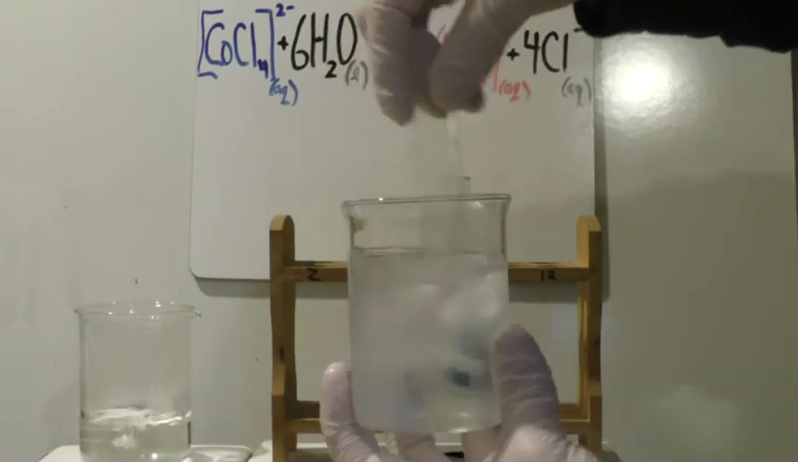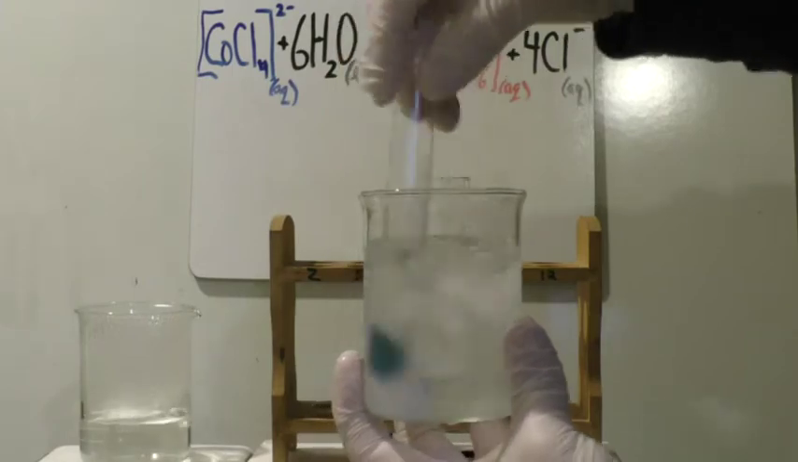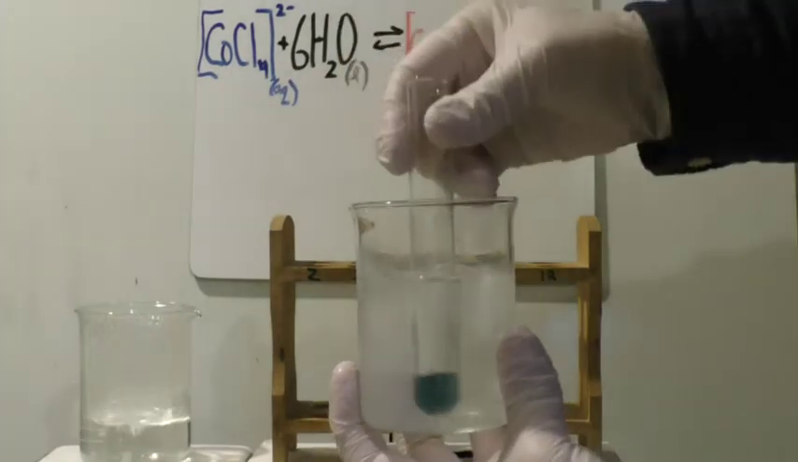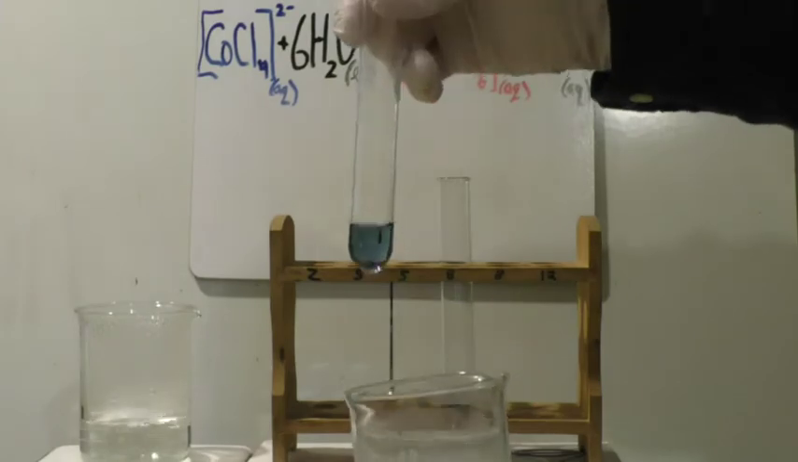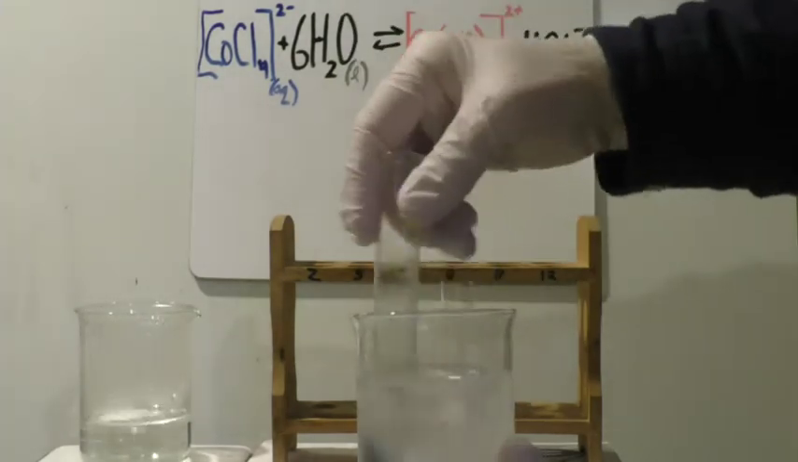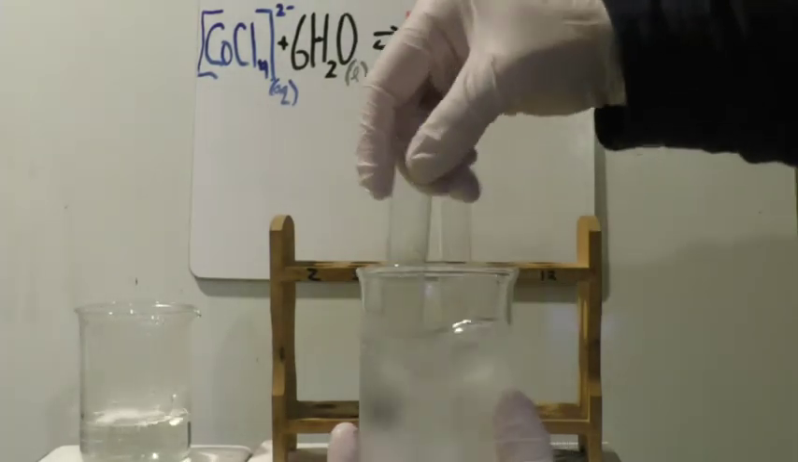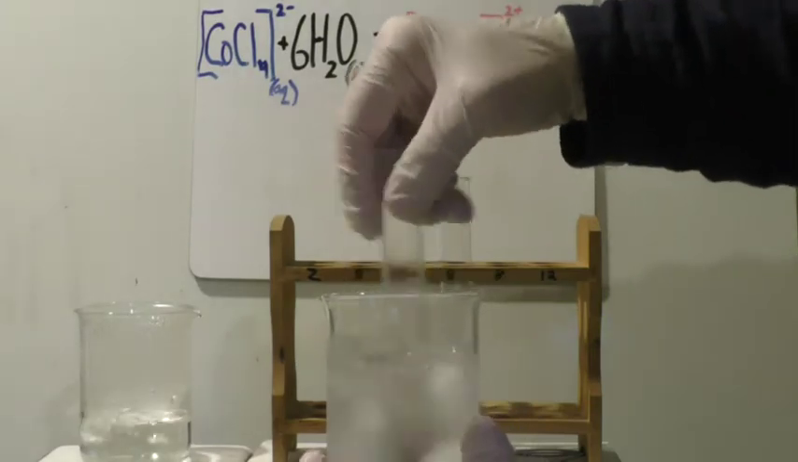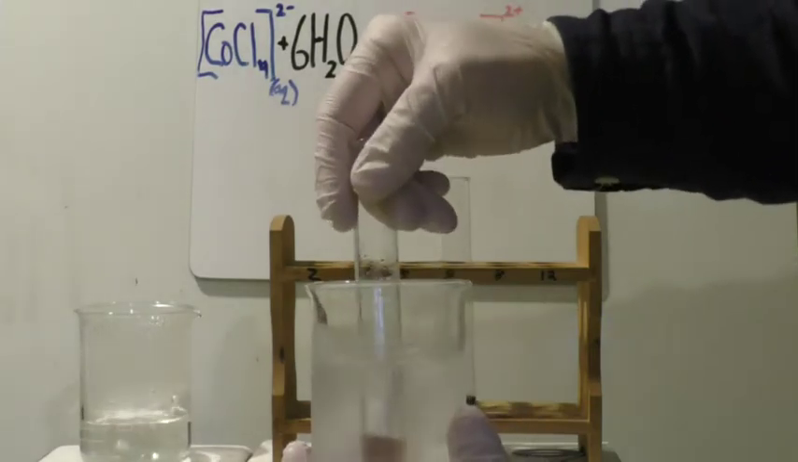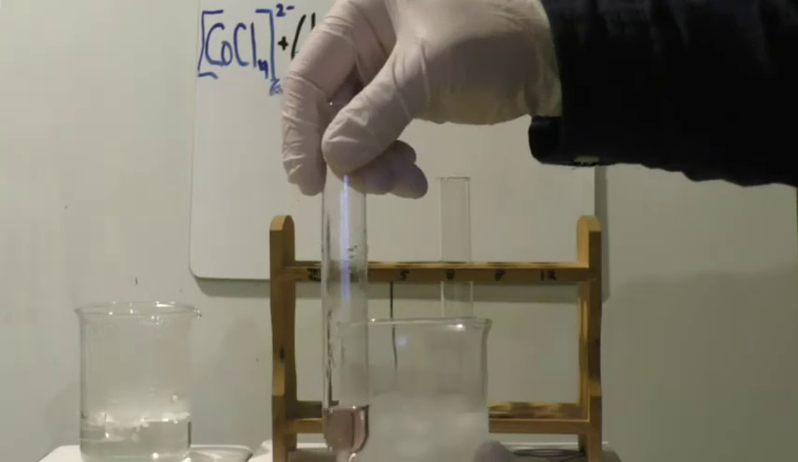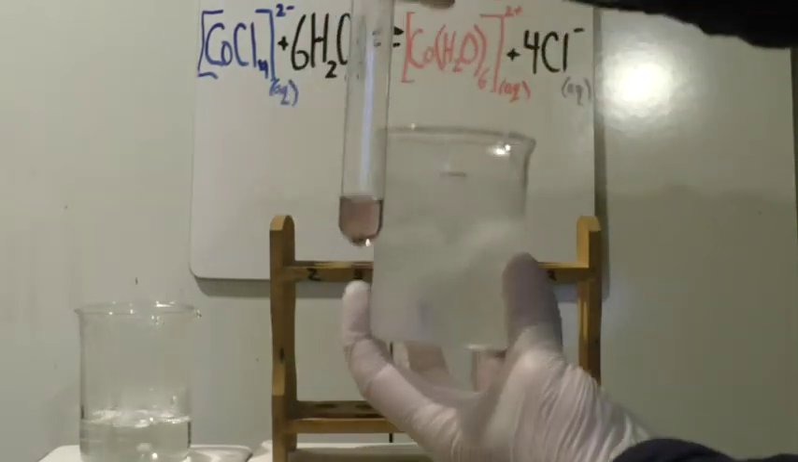Give it a little stir. It's like making a martini. You can start to see the change already. So it didn't happen instantaneously. It takes a while for the heat to be drawn out. But you can see it shifted back over to be pink.